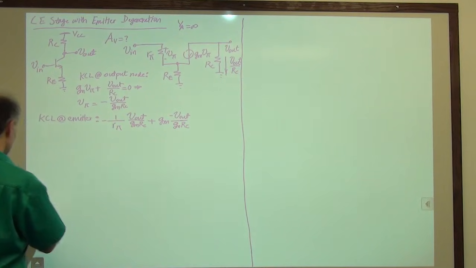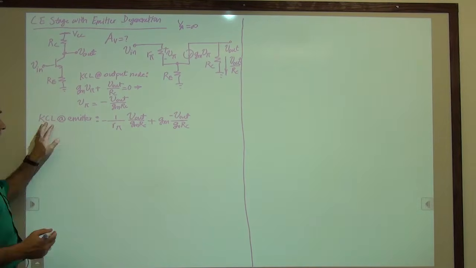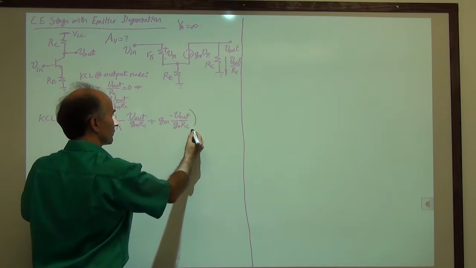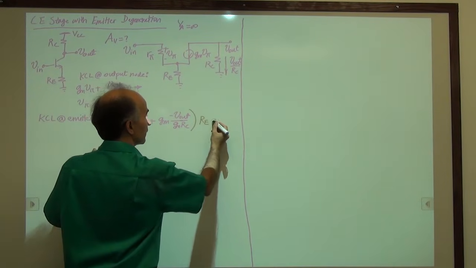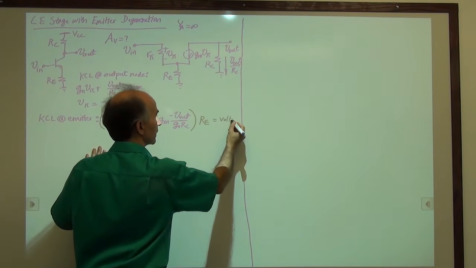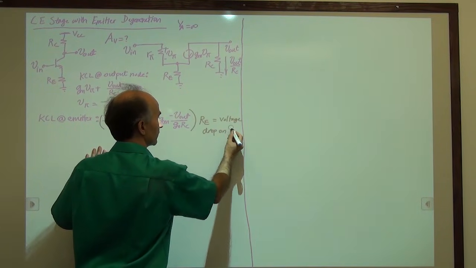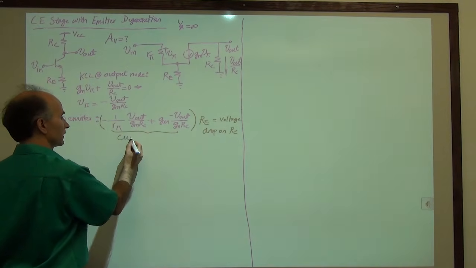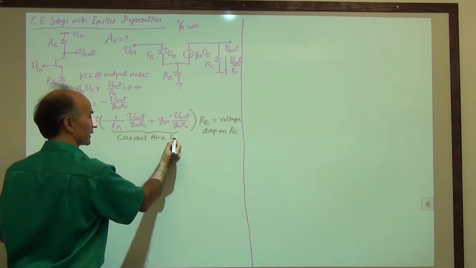I will change my color because I want to make sure there's no confusion. And I will say this. That was the result of KCL at the emitter. And I'm going to multiply this by RE and call it a voltage drop on RE, because this is the current through RE.